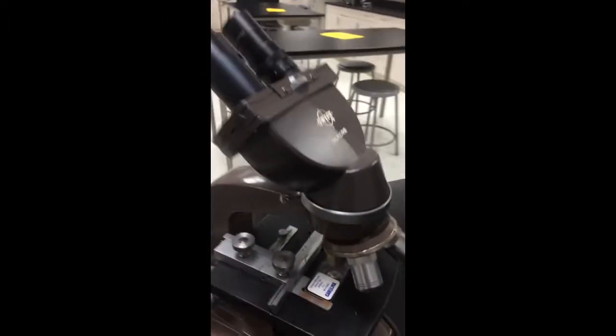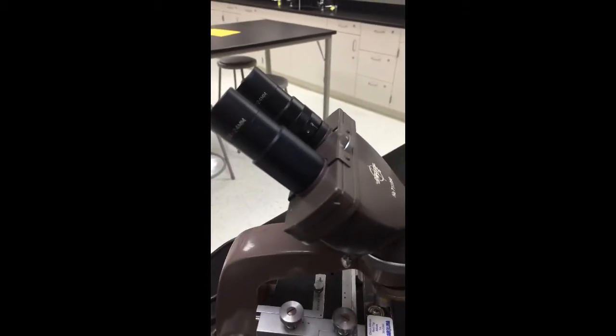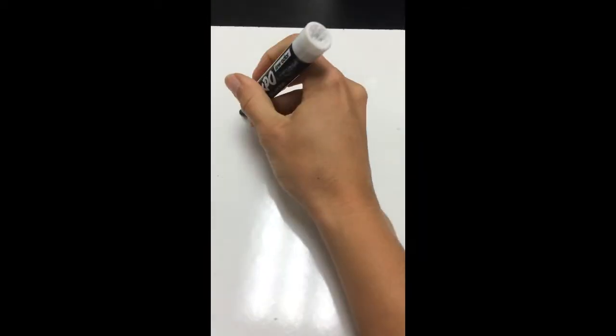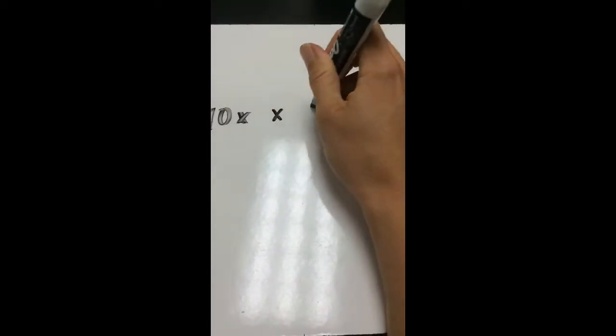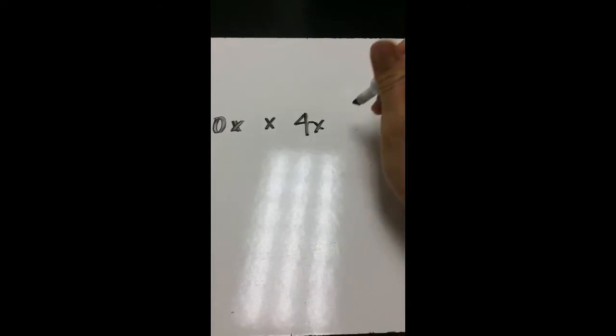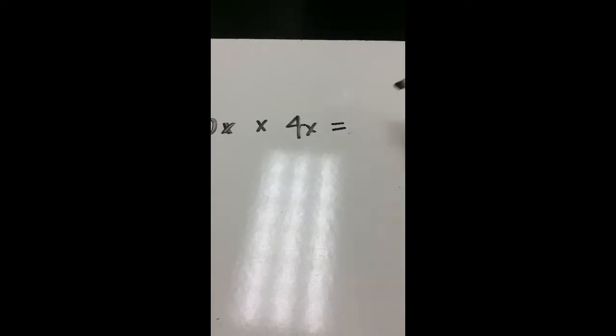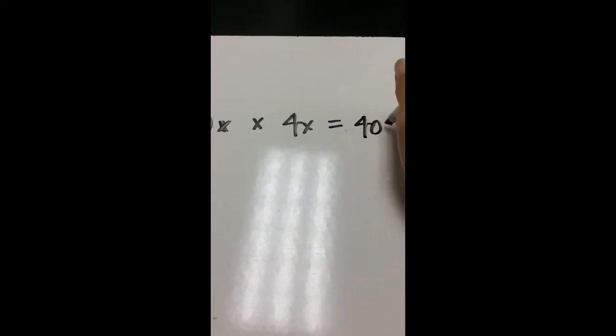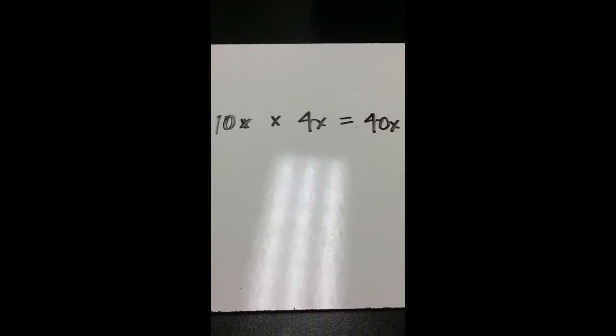The eyepiece up here that you're going to be looking through has a 10 times magnification. To calculate the overall total magnification that you're going to be viewing, you take the eyepiece, which is 10 times, and you multiply it by the objective lens magnification, which is 4 times. So your total magnification when looking through the lowest powered objective is 40 times magnification.